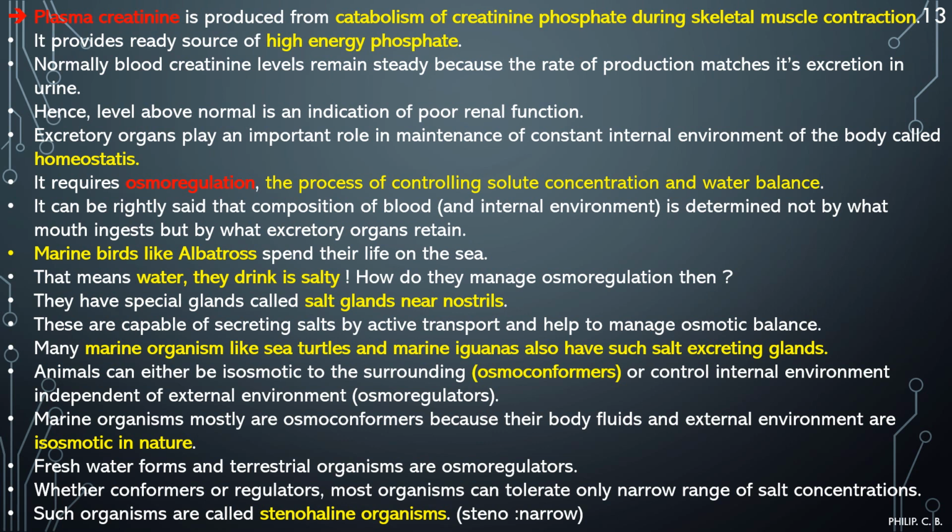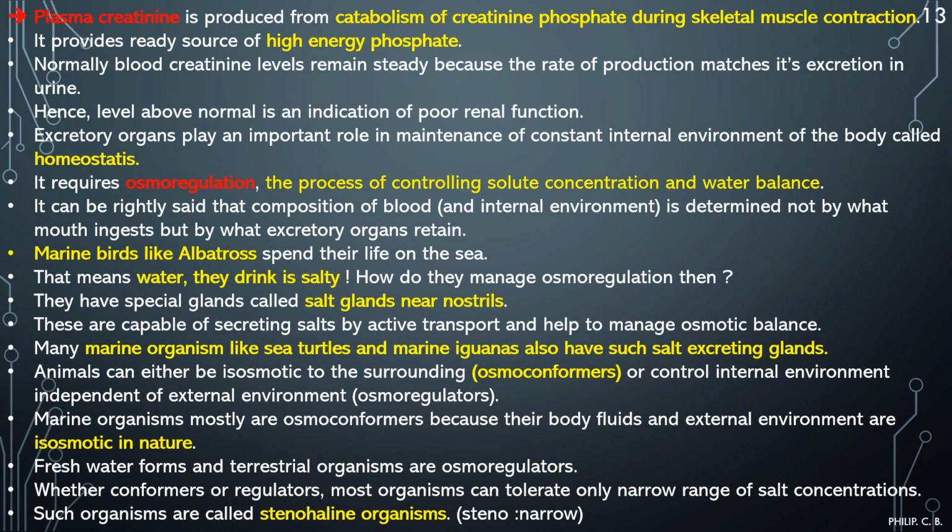Animals can either be isoosmotic to the surroundings, which is called osmoconformers, or control the internal environment independent of the external environment, which is osmoregulation. Now we come across a few new terminologies. So two terms: one is osmoconformers and the other is osmoregulators. Marine organisms mostly are osmoconformers because their body fluid and external environment are isoosmotic in nature. Freshwater forms and terrestrial forms are osmoregulators.